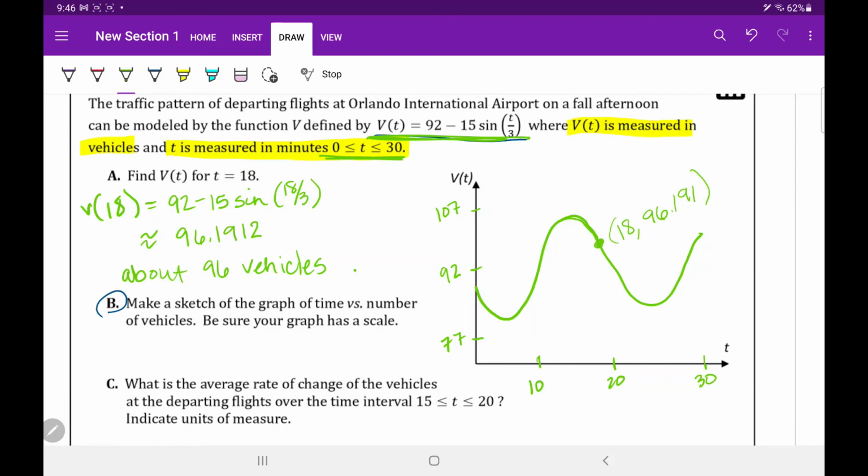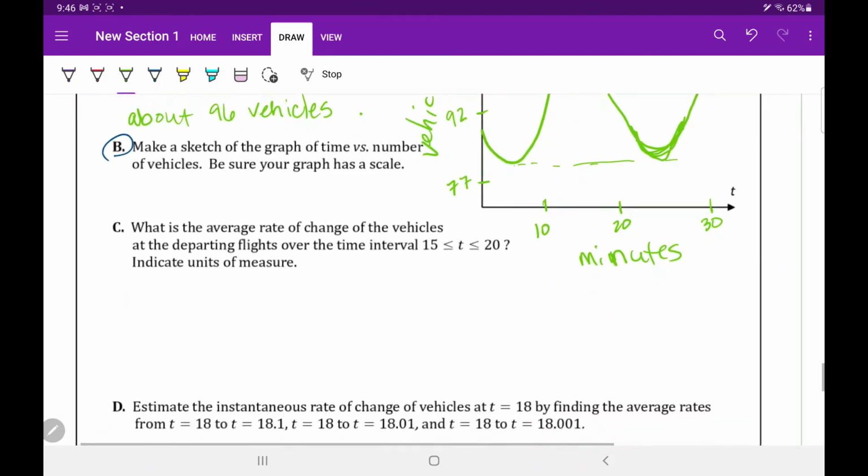So here's my graph neatly labeled. You do need to say on one side, on the Y, vehicles, and on the bottom, minutes. And notice we plotted the 1 point that we know, V of 18. And the curve should look something like this. I didn't do a good job. This should actually be the same, so this should come down the same as this one does. Hopefully you did a better job than I did.